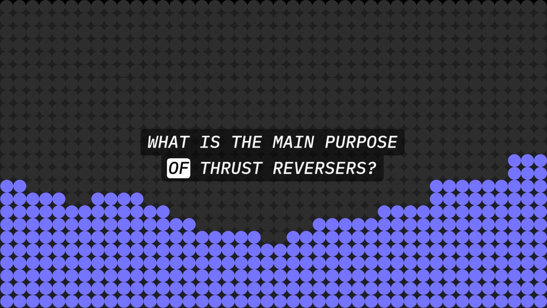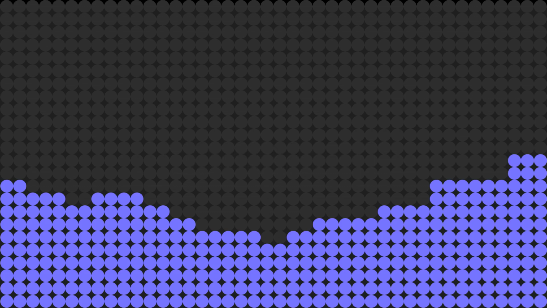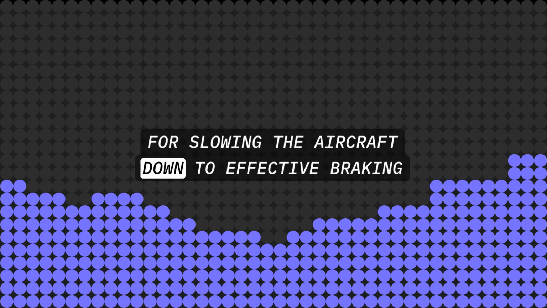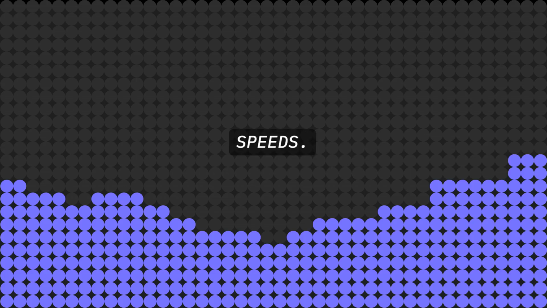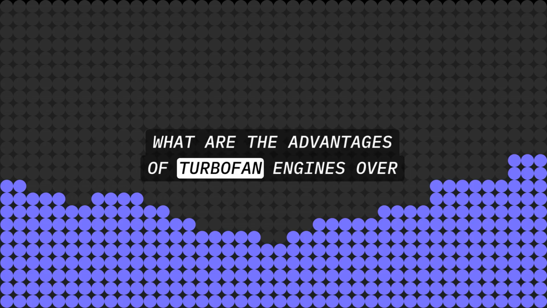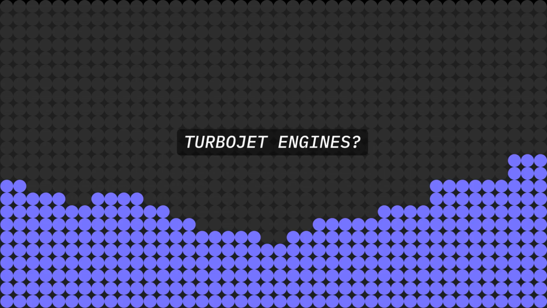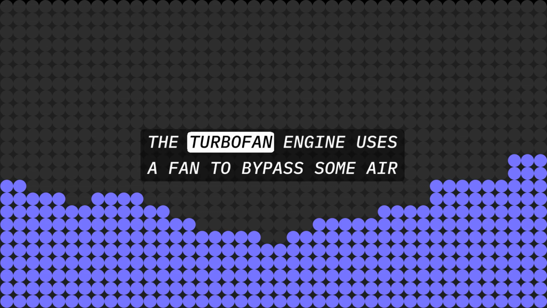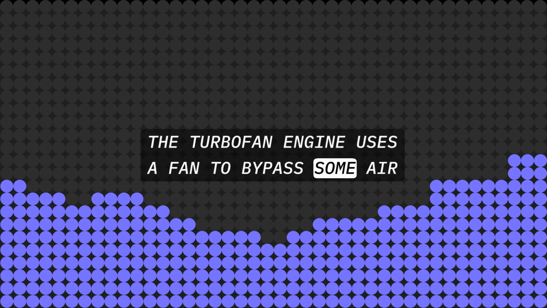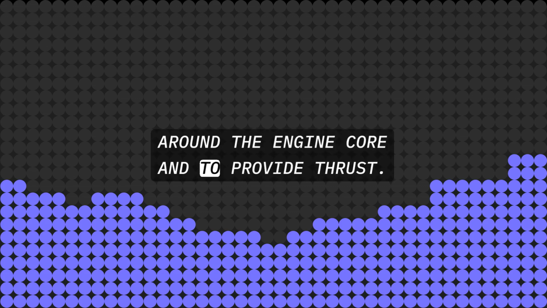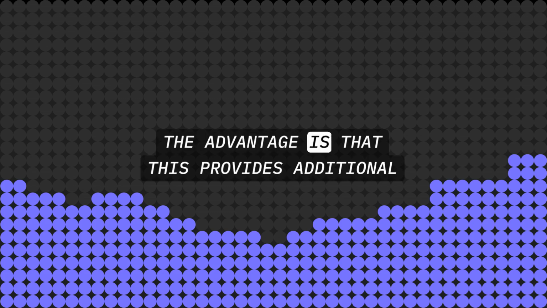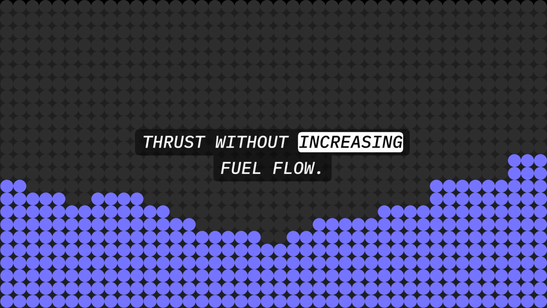What is the main purpose of thrust reversers? For slowing the aircraft down to effective braking speeds. What are the advantages of turbofan engines over turbojet engines? A turbofan engine uses a fan to bypass some air around the engine core and to provide thrust. The advantage is that this provides additional thrust without increasing fuel flow.